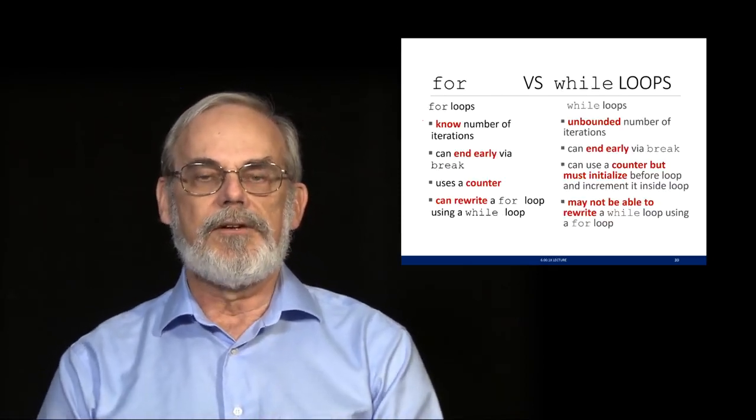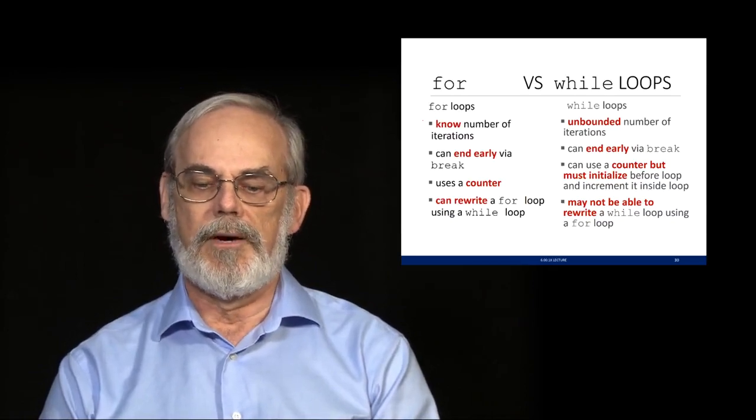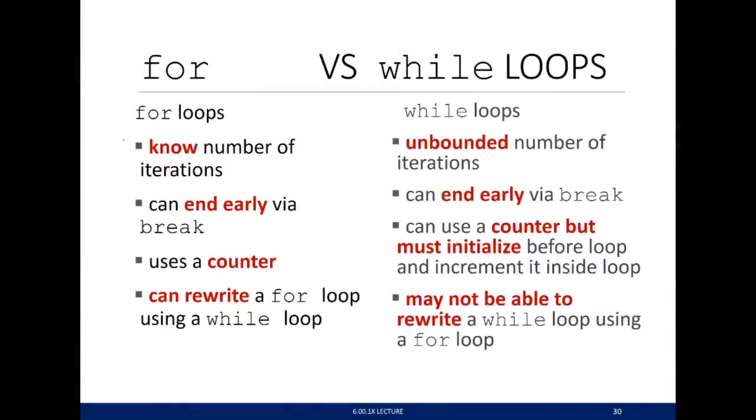To put all of these together, here's a little summary of for and while loops. In a for loop, we know the number of times it's going to run through an iteration, although I can end it early with a break, because I've defined the range of things over which I'm going to do the work. It uses a counter that's captured inside the for loop itself. I can always rewrite a for loop as a while loop by taking that counter I'm using, pulling it outside, initializing it, and explicitly doing the increment to the counter inside of the loop.